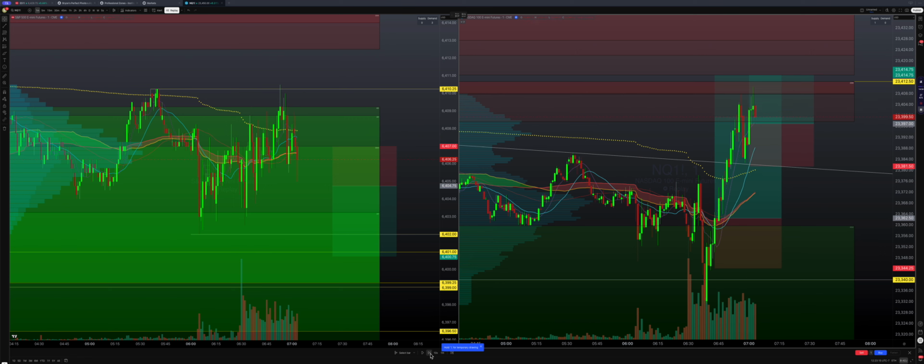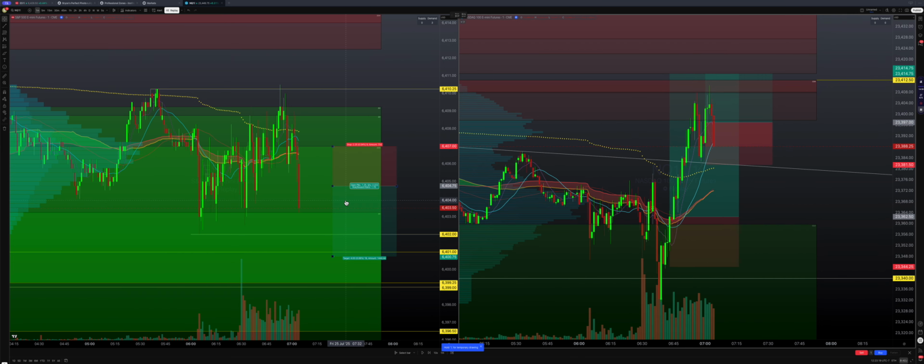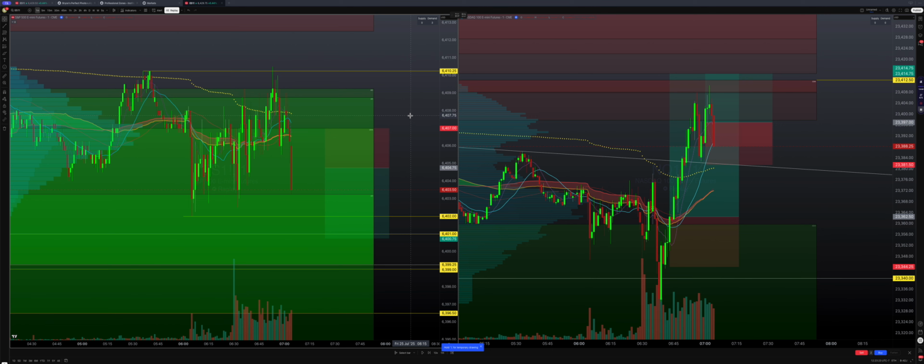We get up, we sweep, we pull back. And I say, okay, if we invalidate this pullback, I will add. Now at this point, man, SPX puts look really good. But I'm already committed to QQQ. I don't enter multiple trades like that at once, unless it's a very, very rare scenario. And I was not trusting ES enough for that.